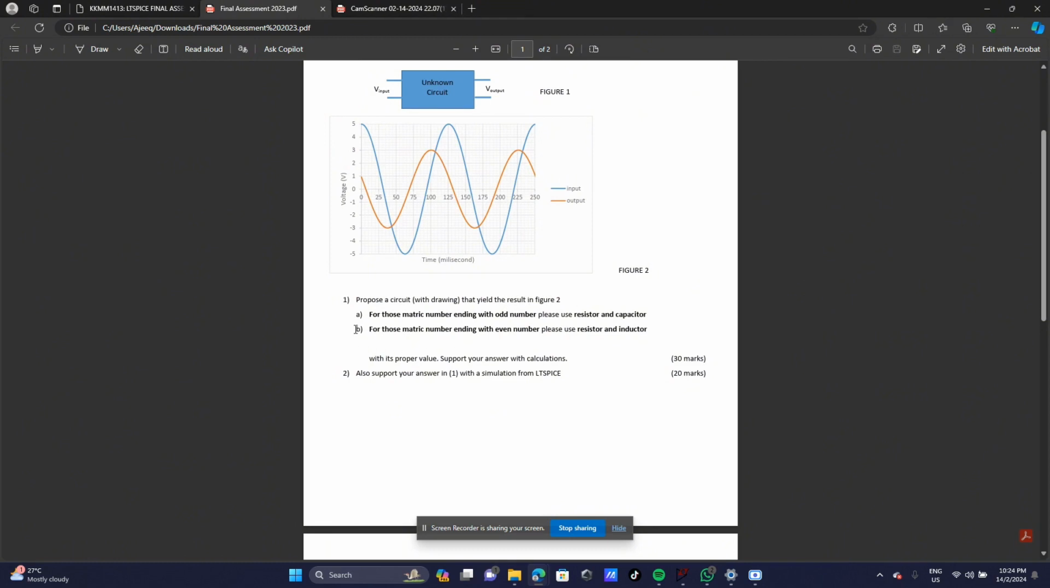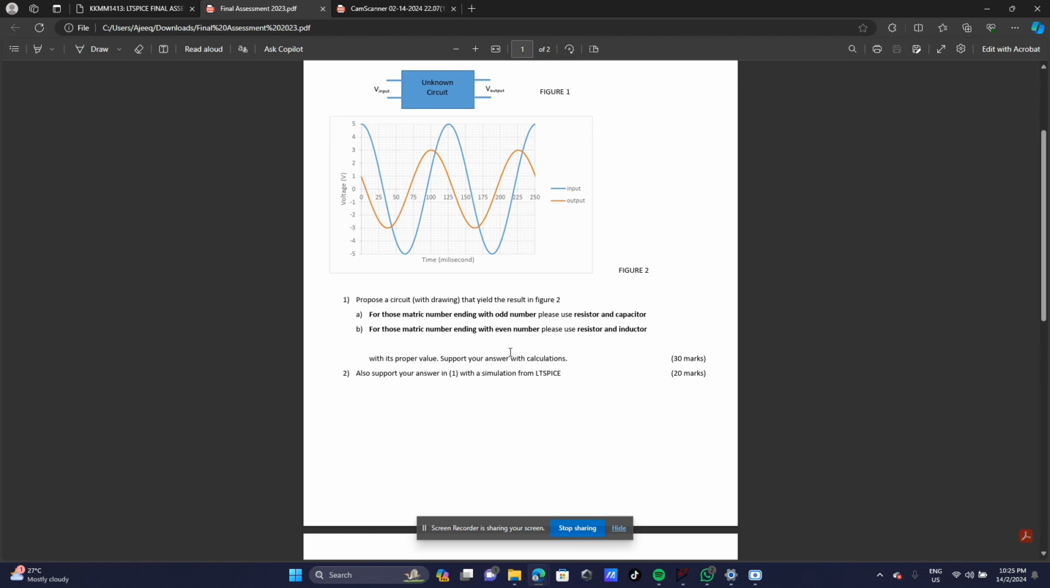So for me, I'm going to take question B because my metric number ends with an even number. My metric number is 203666, so an even number. So I'm going to take question B, which is to use a resistor and an inductor. And then question number 2, support your answers with simulation from LTspice.